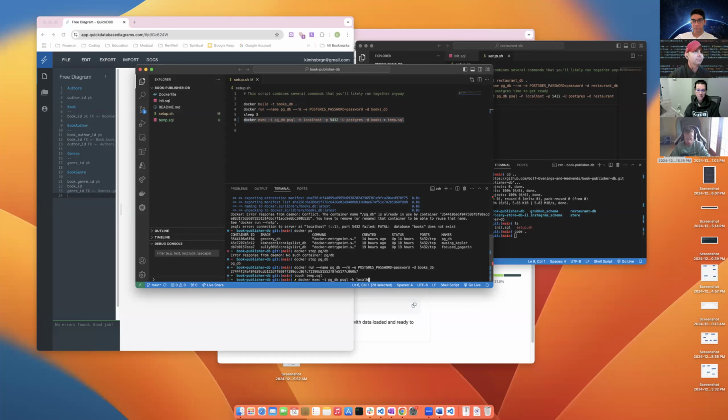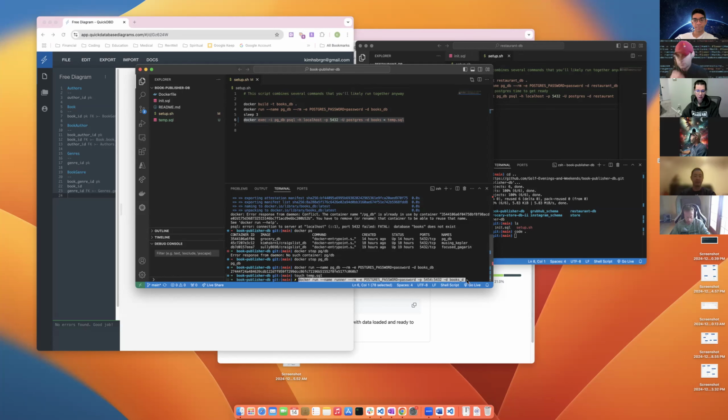Where's the chat? And let's see, what's your -d? Is it just books database? Okay, try that. Okay, can you help me understand why I don't want to just cut and paste? Why am I doing this and why am I using books -d?